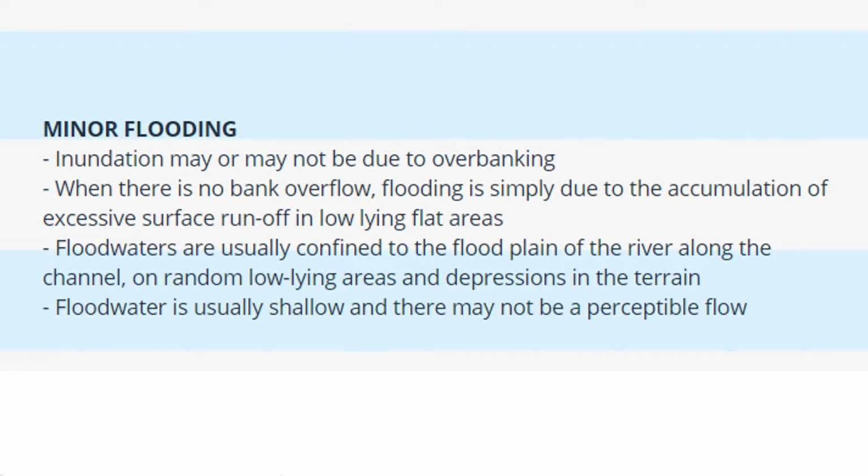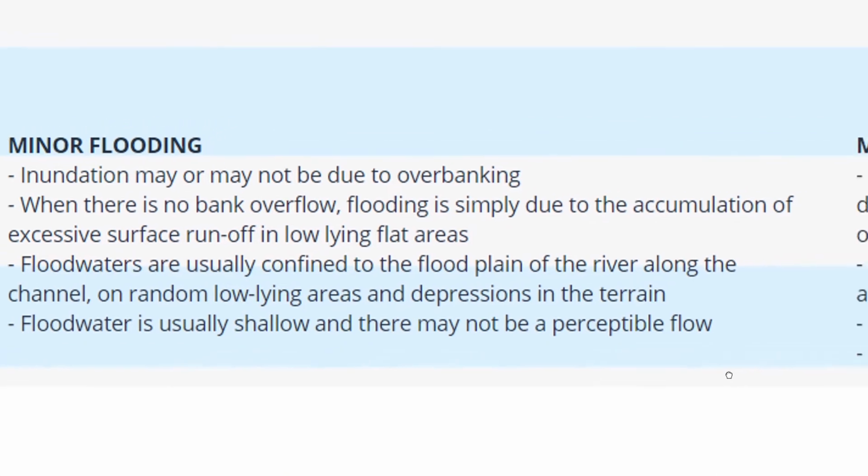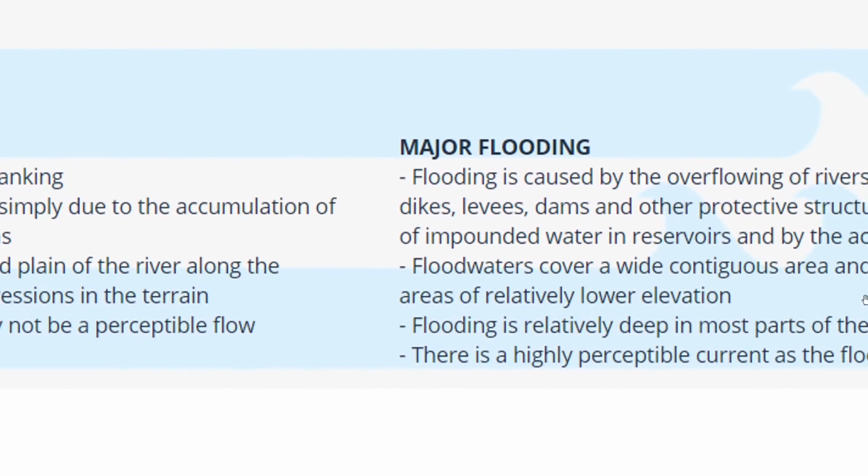In minor floodings, these are due to the overflow of rivers, due to the changes in the flow of water themselves. This overflow will cause minor flooding to low-lying areas or to areas near the river itself. And this flooding is not that deep and not that concerning. But what is concerning is what we call a major flooding.